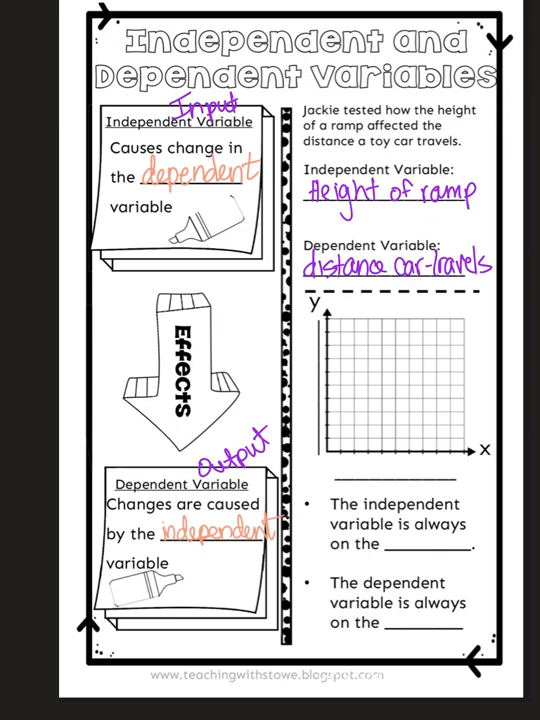So the independent variable is always going to be on the x-axis. So if I was graphing this relationship, I would put the height of the ramp right here on the x-axis. Now the dependent variable is always on the y-axis. So I'm going to label the y-axis the distance the car travels.